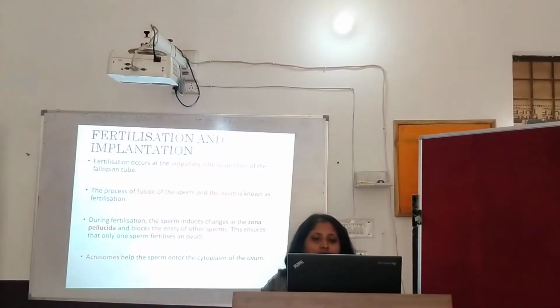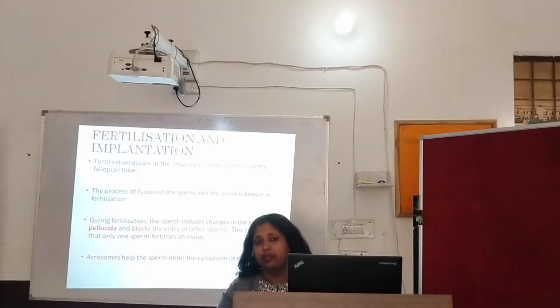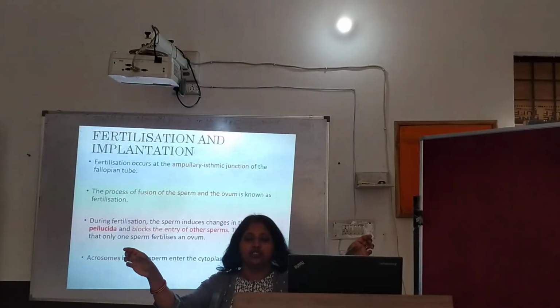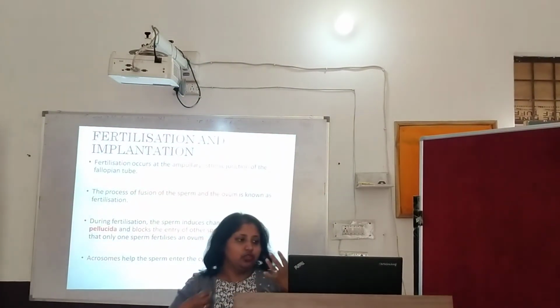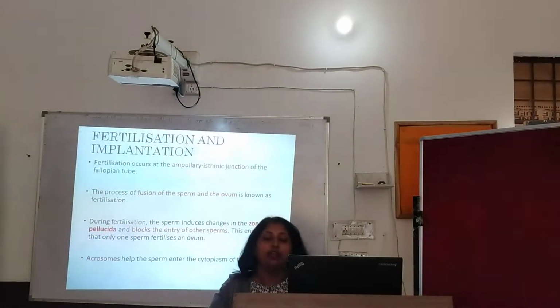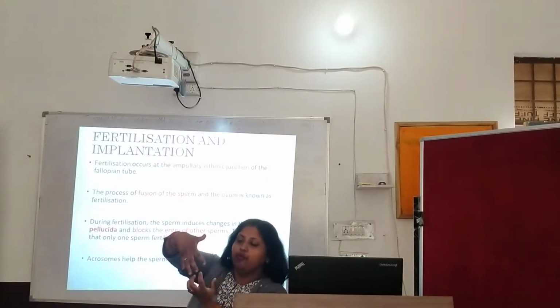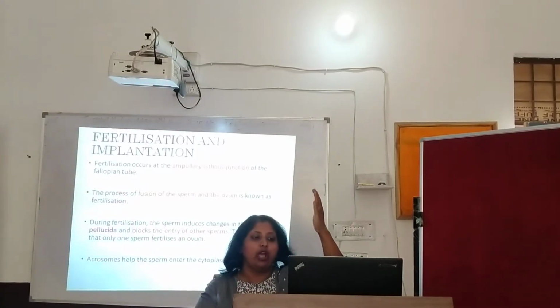Fertilization occurs in the ampullary isthmic junction of the fallopian tube. Like yesterday I told you, I have discussed the reproductive system of a female, where I told you about the vagina, cervix, uterus, and the oviduct, the pair of oviducts, that is the fallopian tubes, and the pair of ovaries. So when we talk about the location and all the parts of the fallopian tube, it is what? Fimbriae, ovary, and after that the ampulla and isthmus.